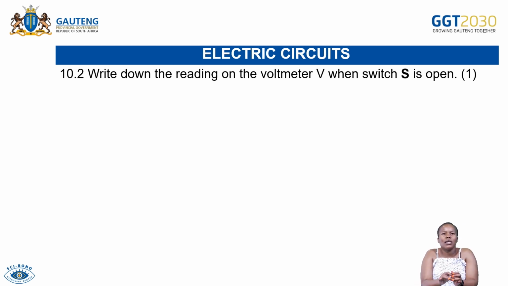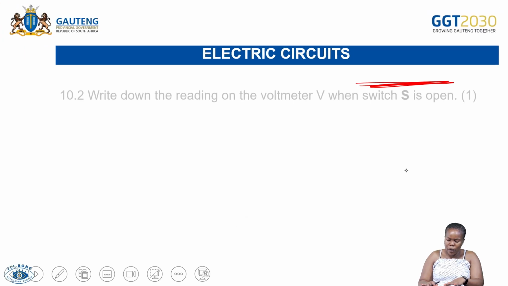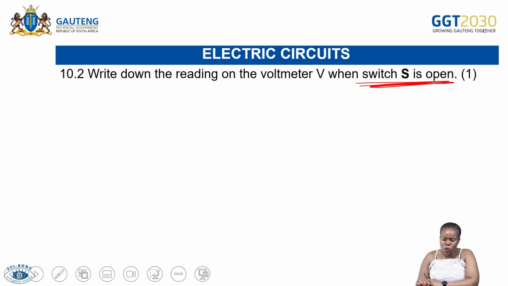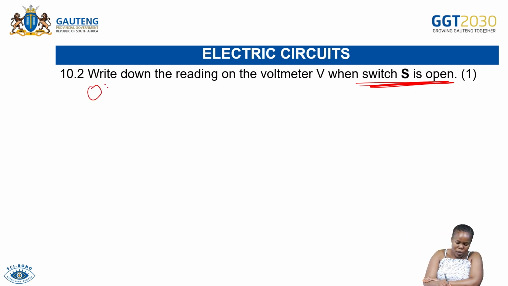10.2, write down the reading on the voltmeter when switch S is open. So when that switch S is open, when switch S is open, what is going to be the reading on the voltmeter? It's just going to be 0 volts. Because now there is no current, there is no use of this voltage that is being offered there. There's no current flowing in here. So it's going to be 0 volts.